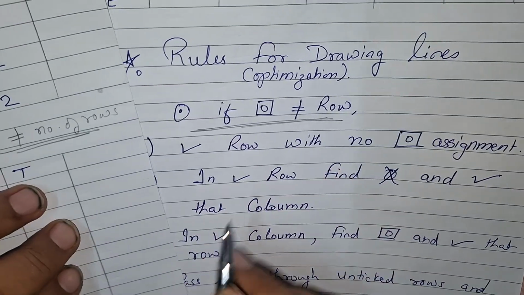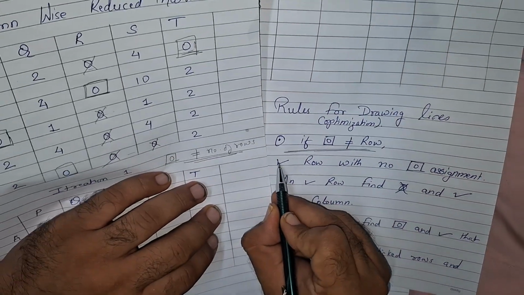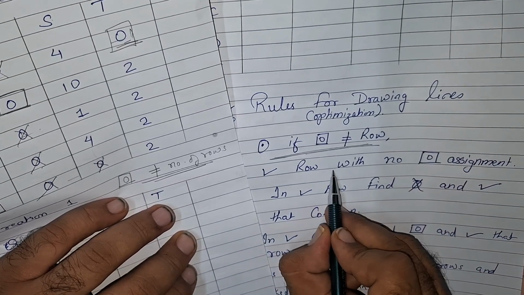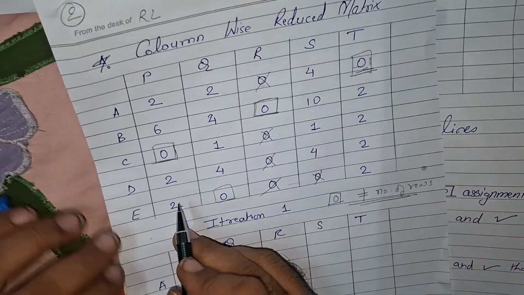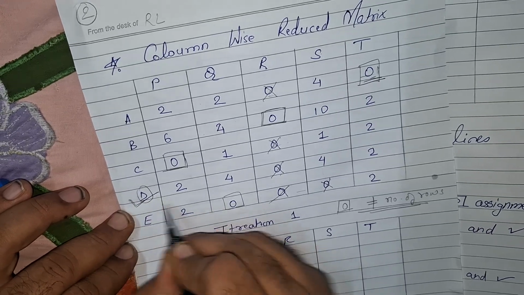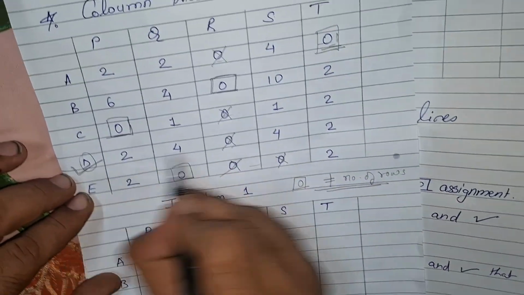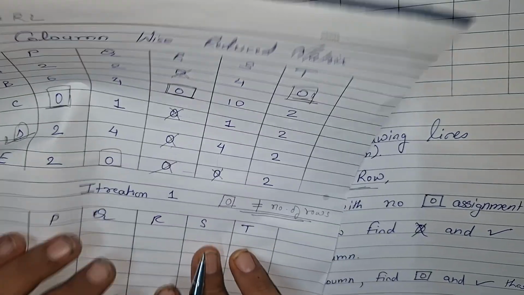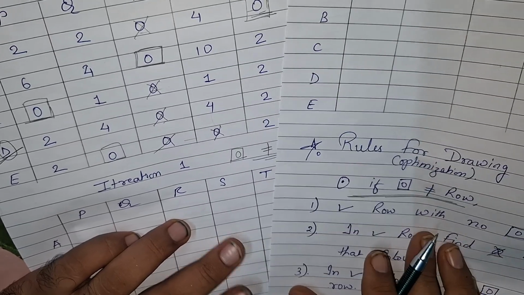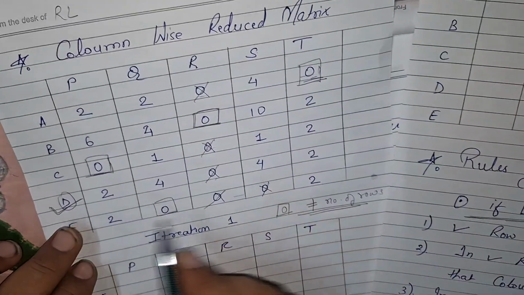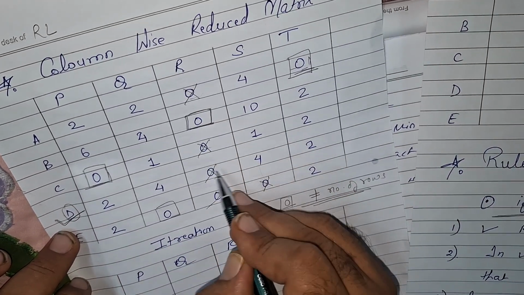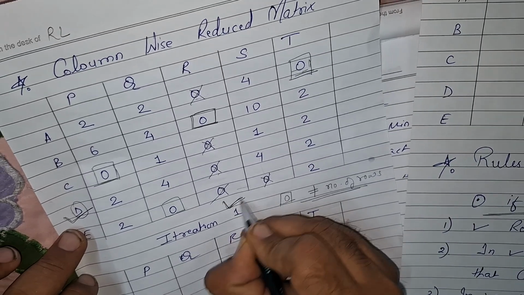So in this scenario, the first rule is to tick the row with no 0 assignment, or you can say tick the row with no assignment. So in this scenario, this is my D row which is not having any assignment. You check here, there is no assignment. The second rule is, in that row find the crossed 0 and tick all those columns. So see here, this is my row. Now find the crossed 0, and tick that column. So this is my second column.